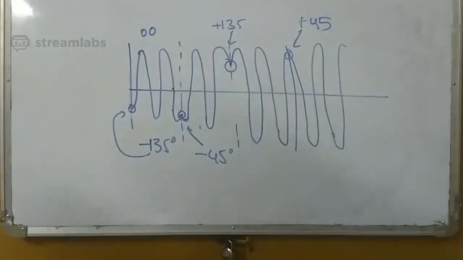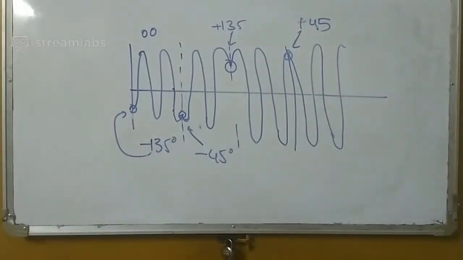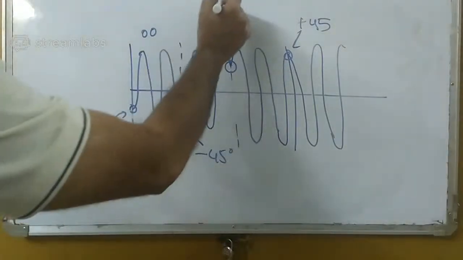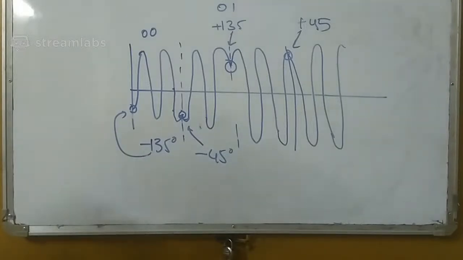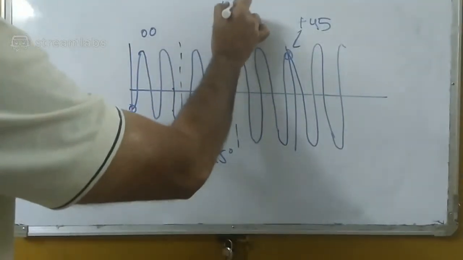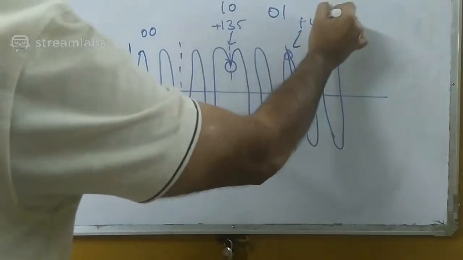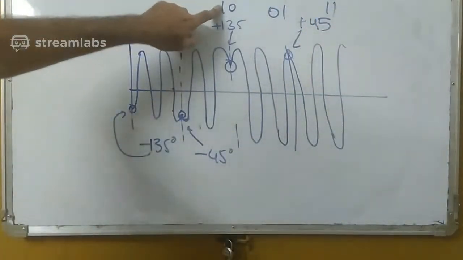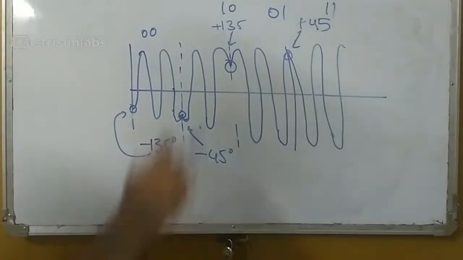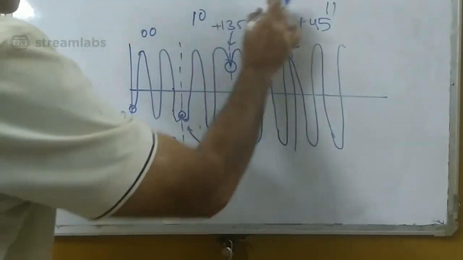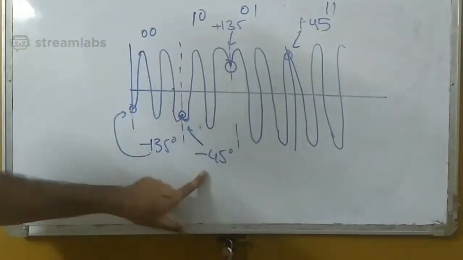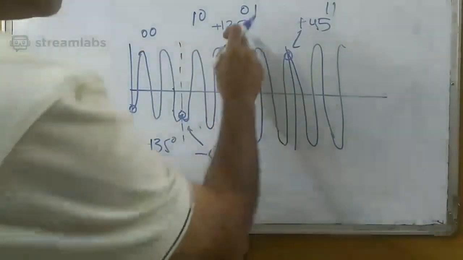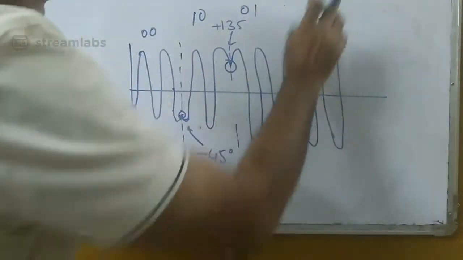Like this I have 4 different phases. So this will now represent a 0 0. This will represent a 0 1. That's the reason I said I am generating it in some particular sequence. It will represent 1 0, 0 1 and 1 1. So sorry, it has to be: minus 135 is 0 0, minus 45 is 1 0, plus 135 is 0 1, and plus 45 is 1 1.